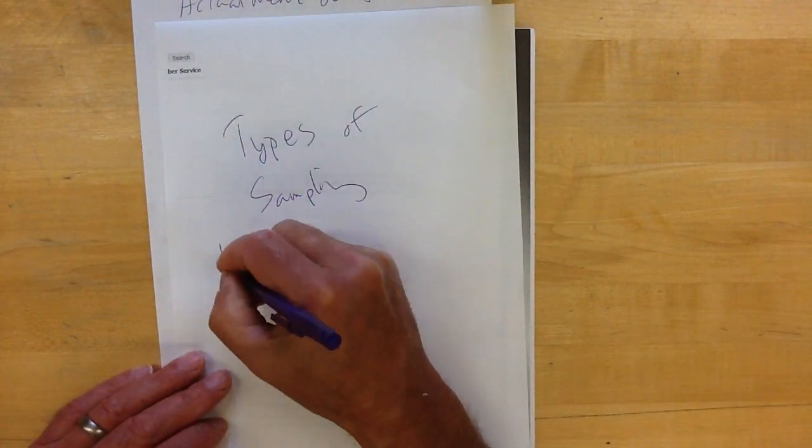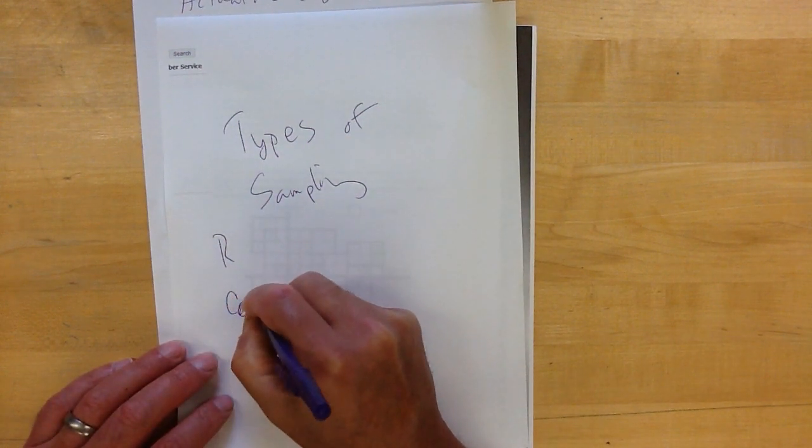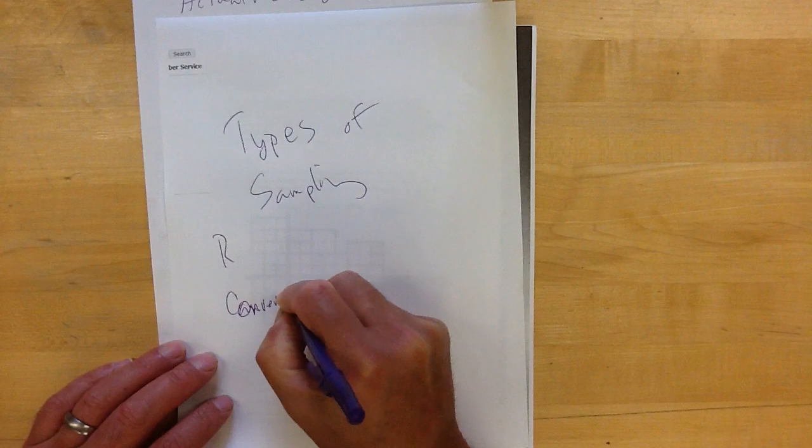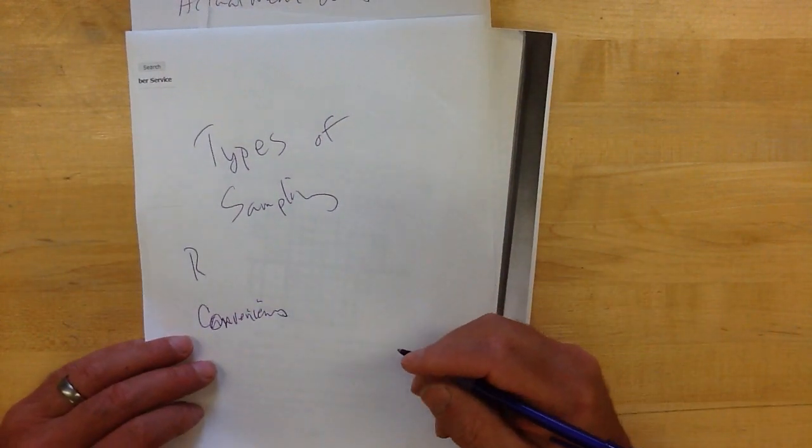So I thought I'd record this video and show you how to conduct some different types of sampling that I want you to do. The first kind of sampling I want you to be able to do is, well, not a random sample, but a convenience sample. It'd be nice if I could spell this word. So a convenience sample is just that.